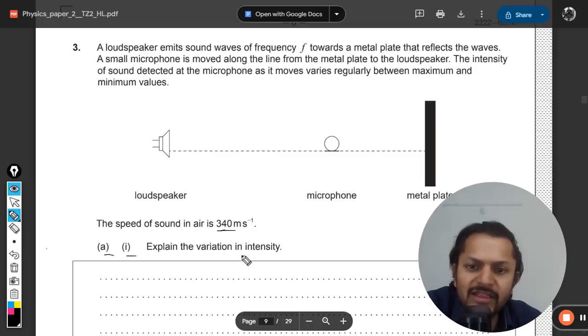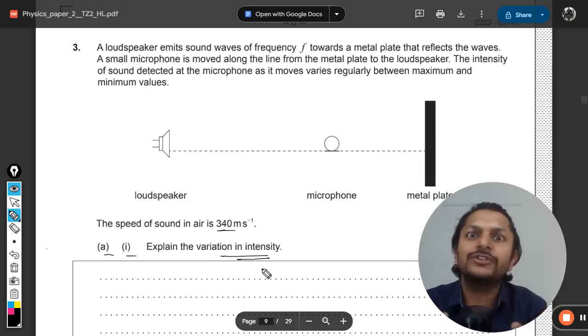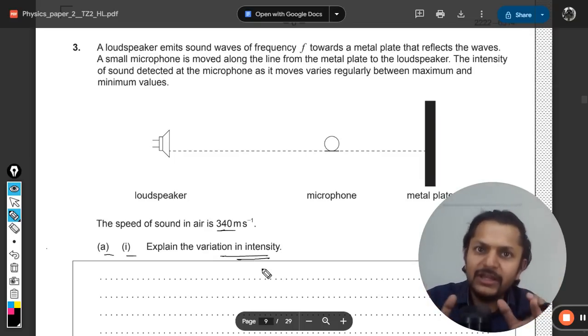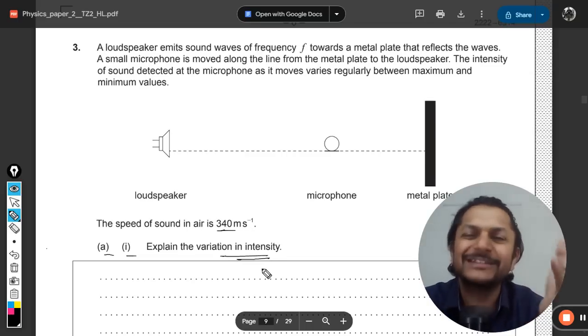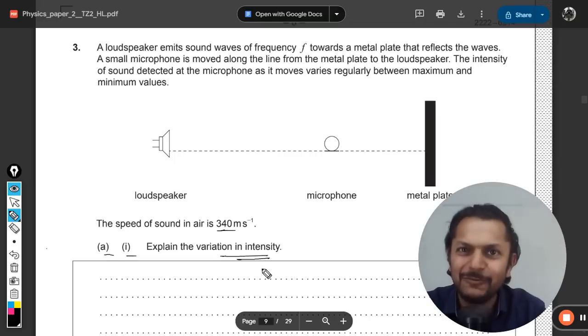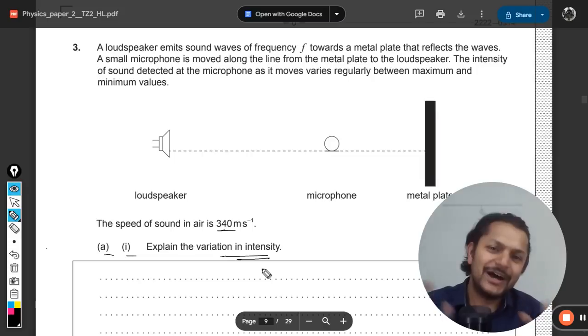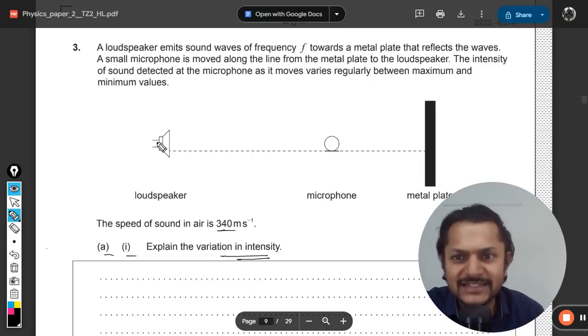First question, explain the variation in the intensity. So, why? What is happening here? First of all, try to understand what this question wants to say. In IB, like in paper two questions, the first important thing is to understand what is the statement. Because in many of the questions, even the statement is not clear, what is actually given there.